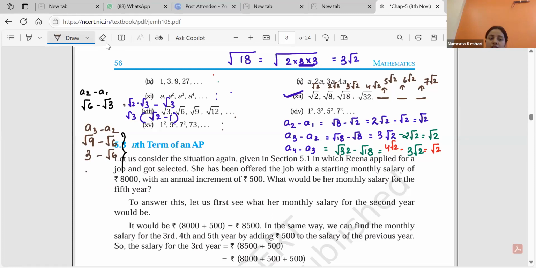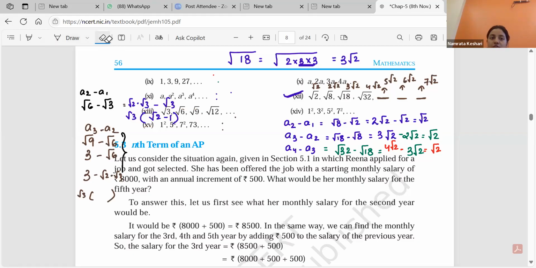So 3 I am keeping as it is. Root 6 means root 2 into root 3. Now you can see that 3 is just the combination of root 3. You will take root 3 common, but you are not getting the same term. Whatever you found over here, you are not getting the same term. If it is not making sense, let me show you on another screen properly.